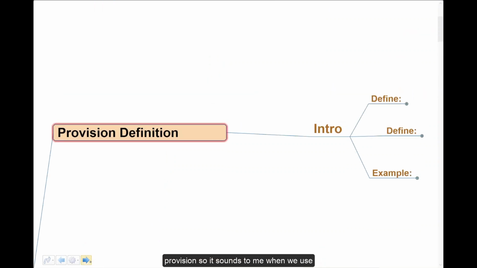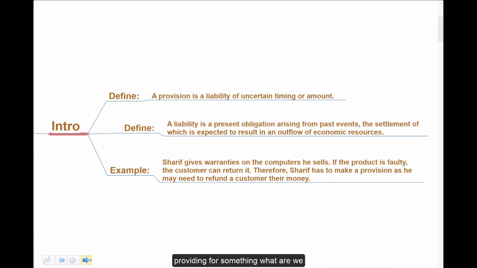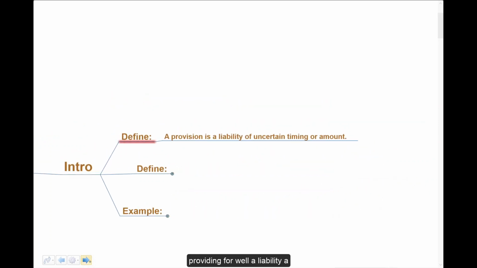So it sounds to me, when we use the word provision, we're talking about providing for something. What are we providing for? Well, a liability. A provision is a liability of uncertain timing or amount. It's a liability that we've decided we need to create because we haven't reflected it within our accounts. So I guess we would use a journal entry to bring it into the accounts, but it may be uncertain, so we have to be careful. We may not be sure of timing or indeed amount.